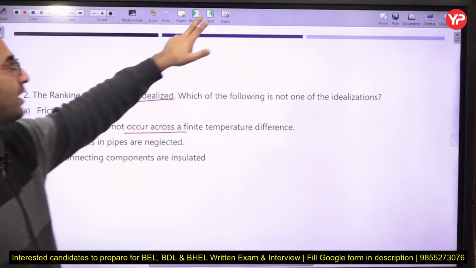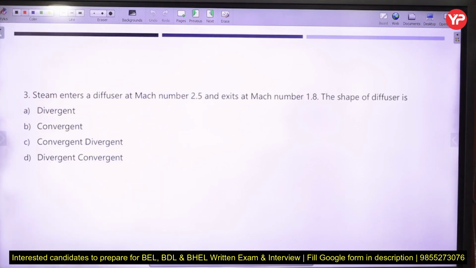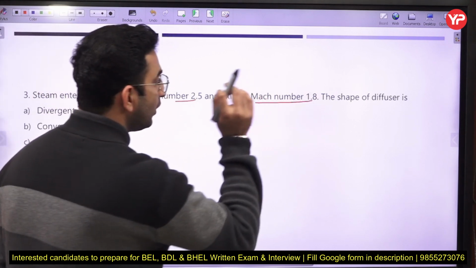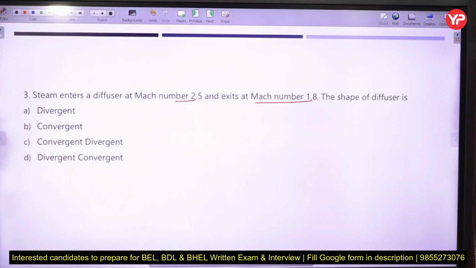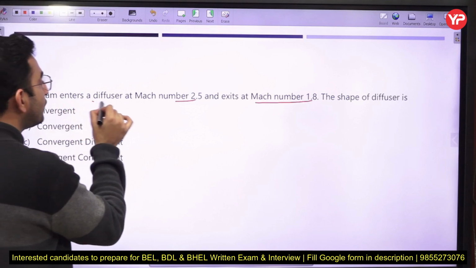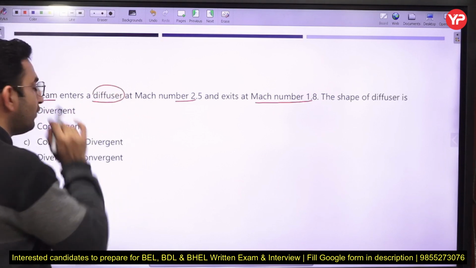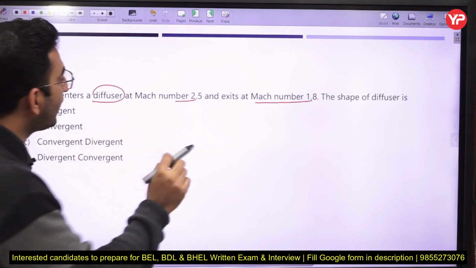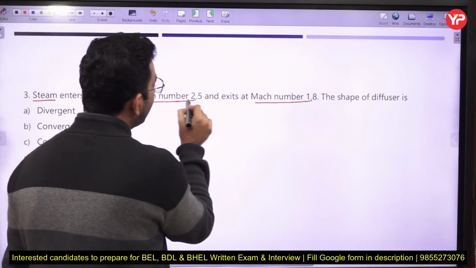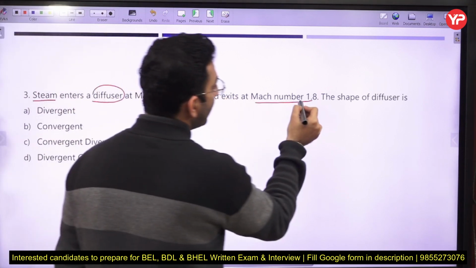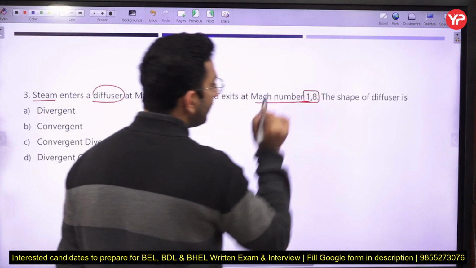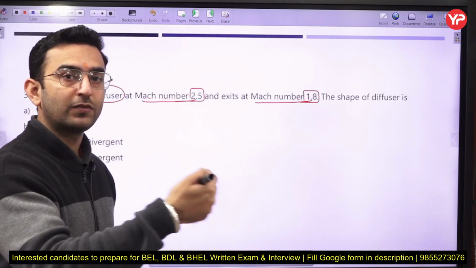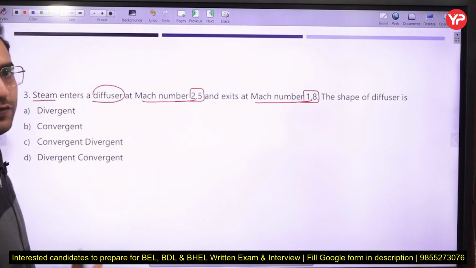Okay. The next part: steam enters a diffuser at a Mach number of 2.5 and exits at a Mach number of 1.8. What will be the shape of the diffuser? So first of all, what is entering the diffuser here? Steam is entering a diffuser, and steam is considered a compressible flow. Now if you see, the Mach number at the entry is 2.5 and the corresponding Mach number at the exit is 1.8. So that means the velocity and the kinetic energy of the steam are continuously decreasing here. Okay, and that is the main purpose of a diffuser.